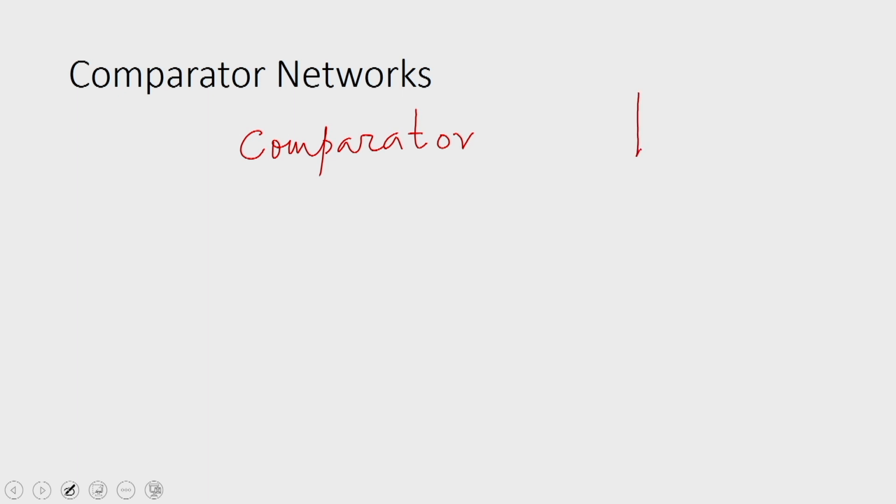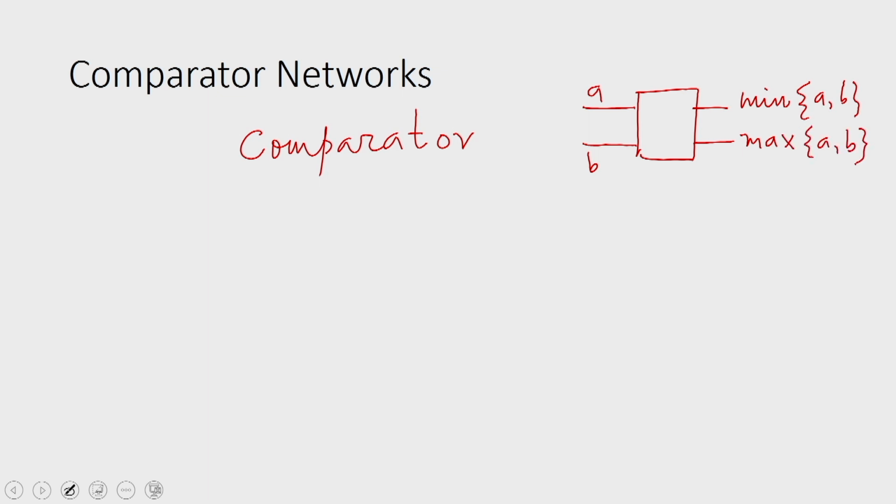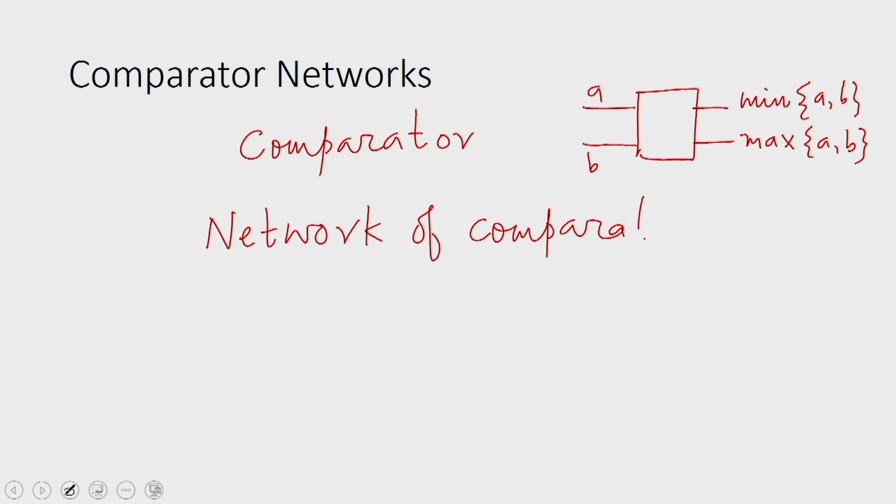Another model of computation that we shall be using is what is called a comparator. A comparator is an apparatus that takes two values A and B and then produces the smaller of the two values on its upper output and the larger of the two values on its lower output. A network that is made up of comparators can be used for problems like merging or sorting.